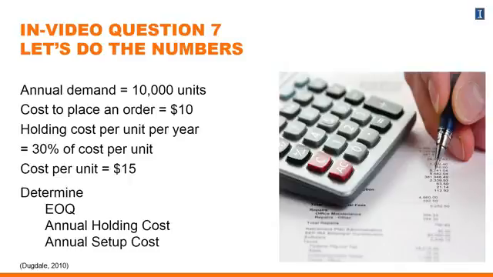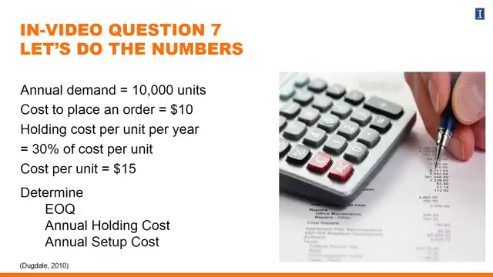All right, now let's take all that we have learned in terms of the EOQ and apply that to see the mechanics of how you would calculate the EOQ for a particular company. So let's practice this calculation based on this problem that we have here. Annual demand 10,000 units, cost to place an order $10. Every time you place an order, you incur a cost of $10. Holding cost is 30% of cost per unit.